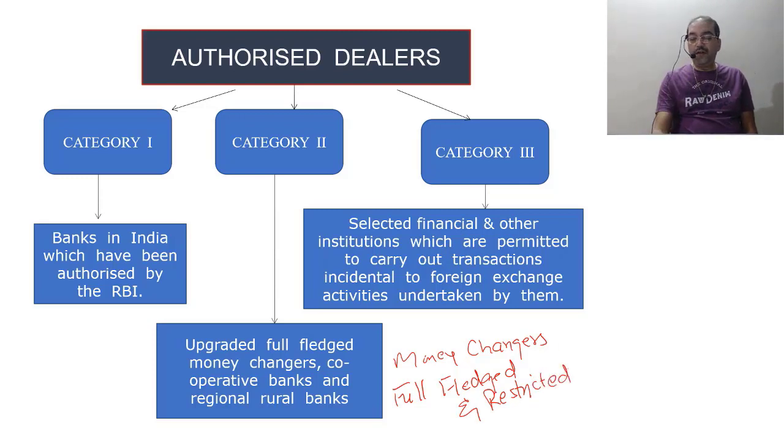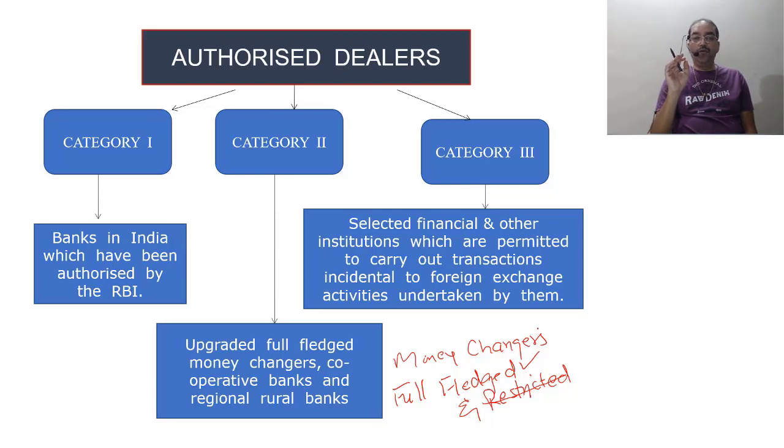But now these restricted money changers are no longer there. We have only full-fledged money changers. Full-fledged money changers are those who are allowed to purchase and sell. Restricted money changers were those who were only allowed to purchase but not to sell. So like that we had two types of money changers. We'll come to that as of now.